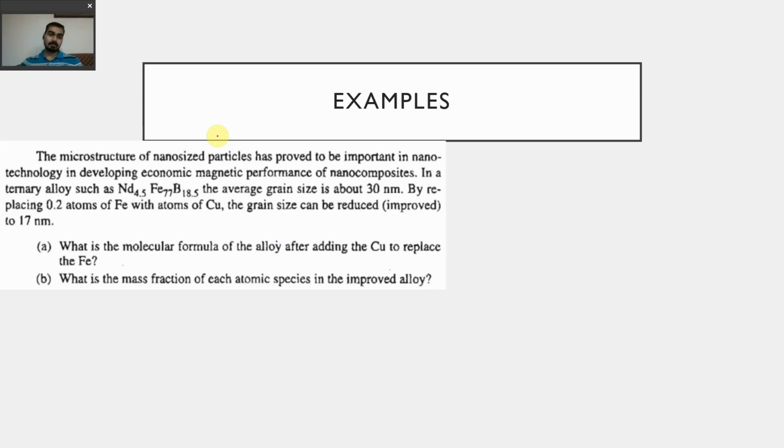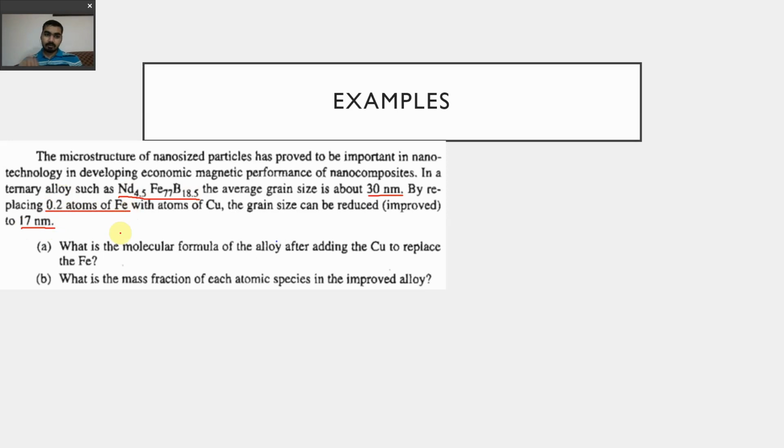Alright, don't read the A and B part. So what you are given is, first, this formula, and this is the final size, and the condition you are given is you have to replace 0.2 atoms of iron with copper. Alright, done. These all things are given.